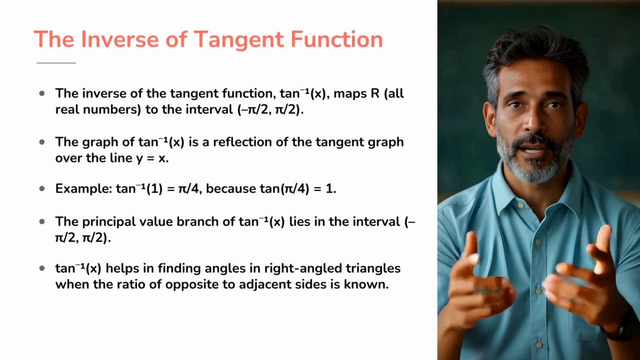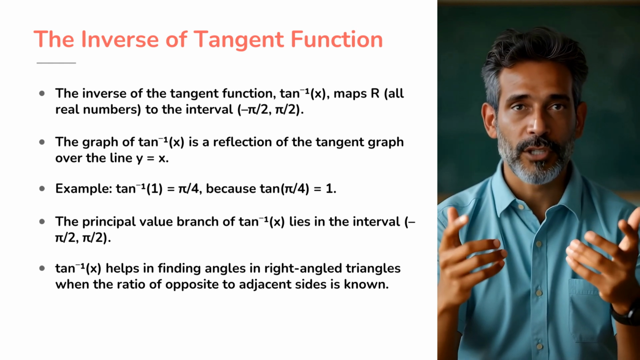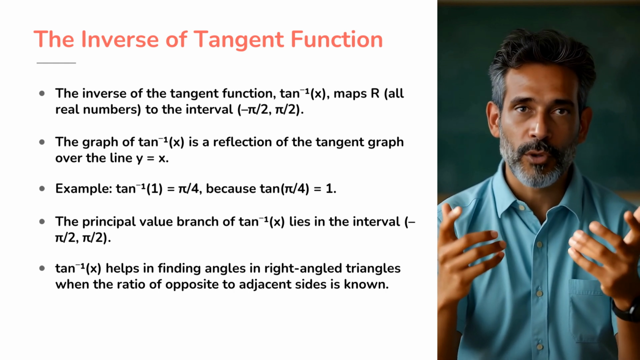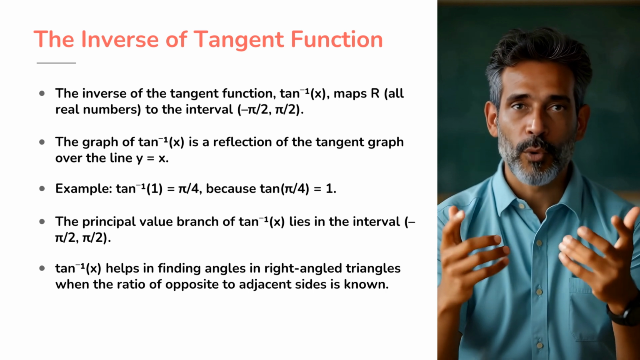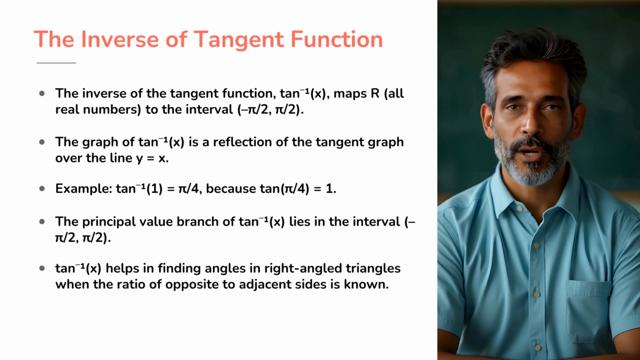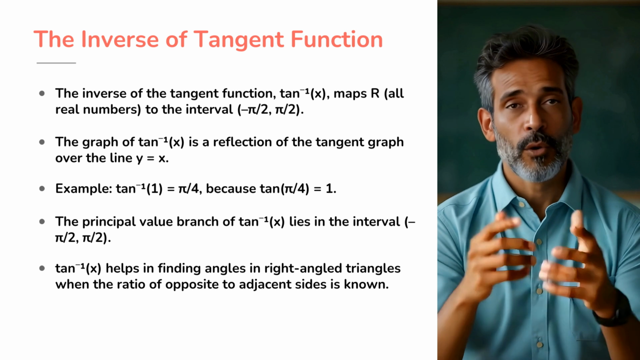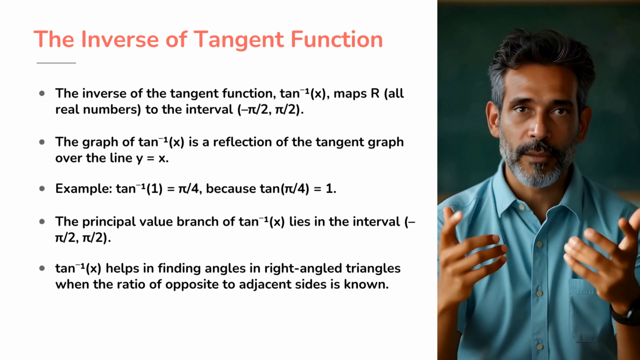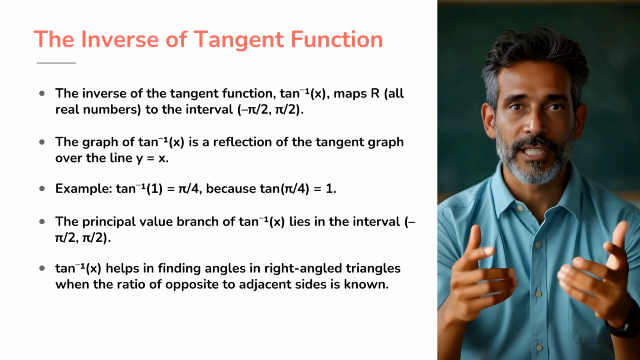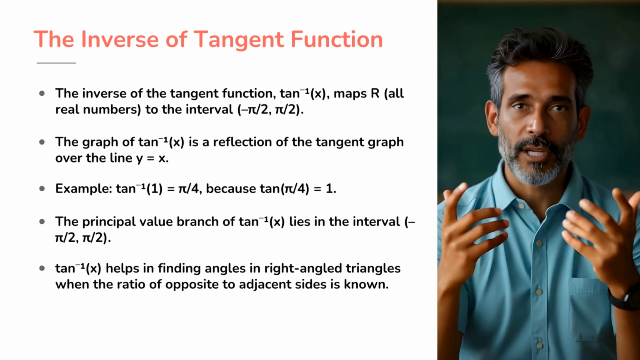Now let's talk about the inverse of tangent, which is tangent to the power of -1 or arctangent. The tangent function has a domain of all real numbers except for odd multiples of pi over 2, because those points lead to undefined values. So, to make tangent of x one-to-one, we restrict its domain to the interval from -pi over 2 to pi over 2. This means that tangent to the power of -1 of x will give us an angle between -pi over 2 and pi over 2, which makes it a unique inverse.